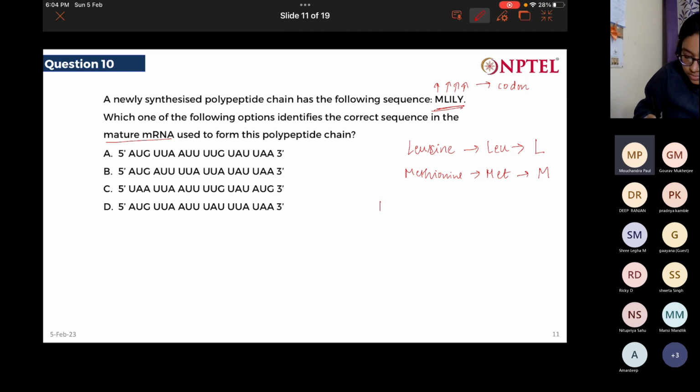Here M stands for methionine, and methionine is the start codon. Wherever the start codon is present, protein synthesis begins from there onwards. It is represented by the codon AUG or ATG. On the website they have written ATG, and I'm just replacing T with U for mRNA. Then L stands for leucine.